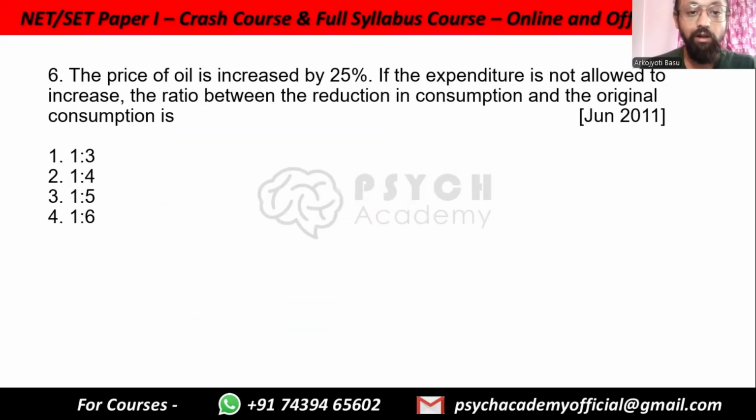The price of oil is increased by 25%. If the expenditure is not allowed to increase, the ratio between reduction in consumption and original consumption is? Okay, so this is a very similar sum like the last one.